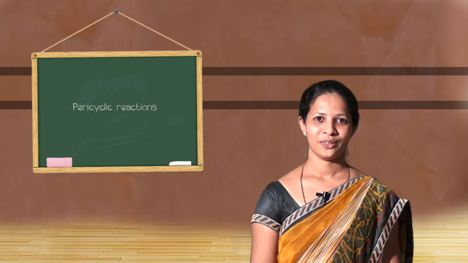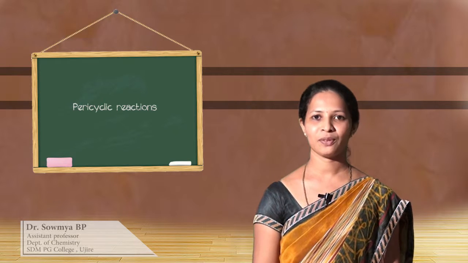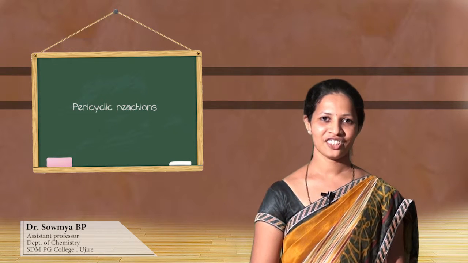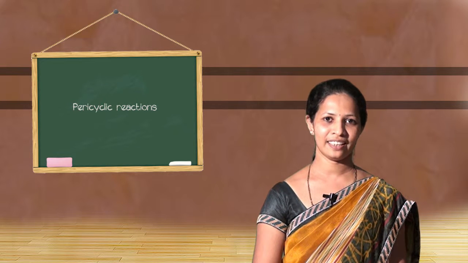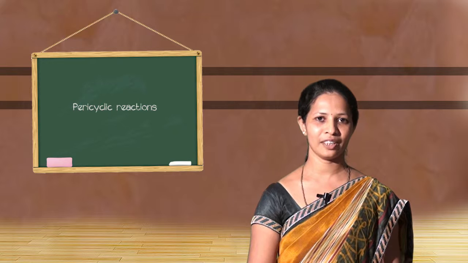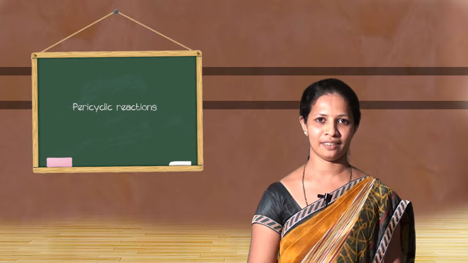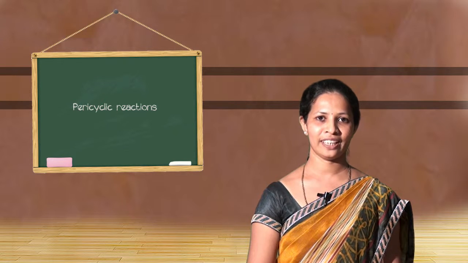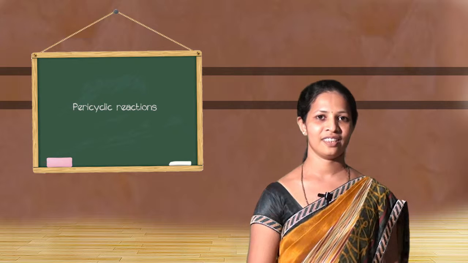Hello students, you have all studied organic reactions. There are many types of organic reactions. Reactions in organic compounds can be classified into three categories: polar reactions, radical reactions and pericyclic reactions. The first two categories are very familiar. Today I am going to explain the third category of reaction, that is pericyclic reactions.